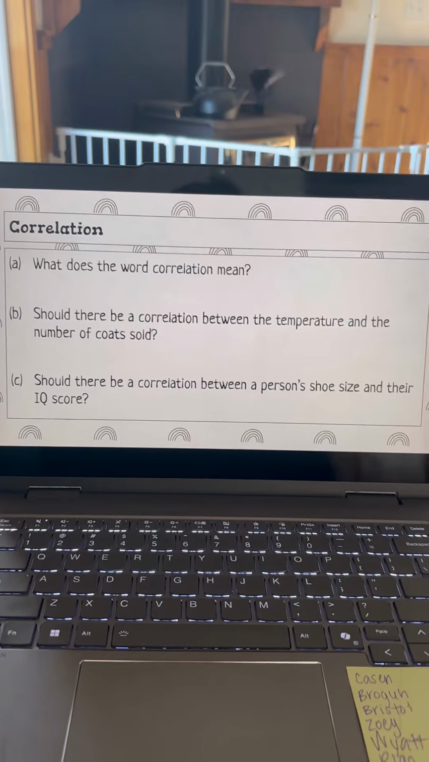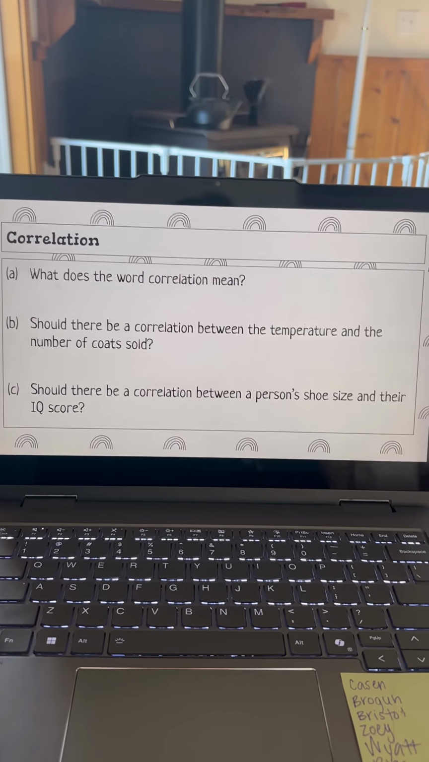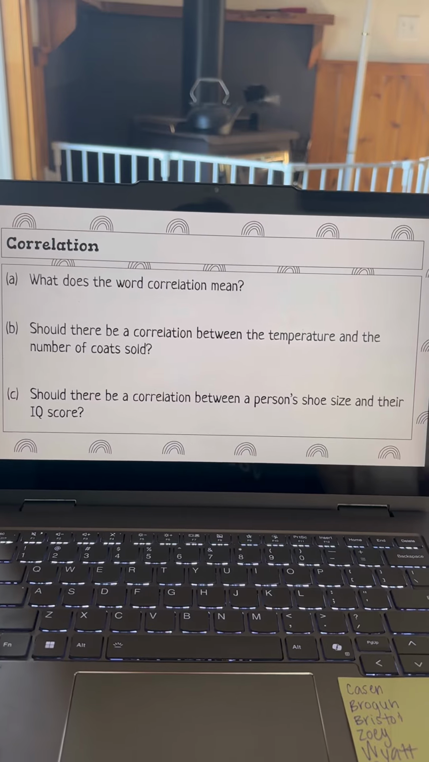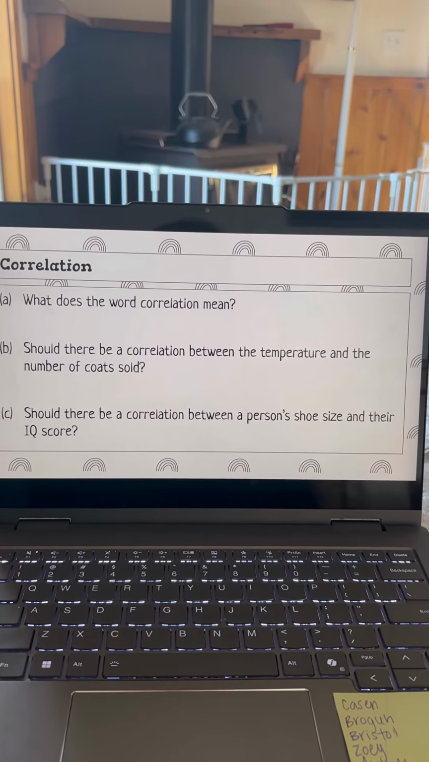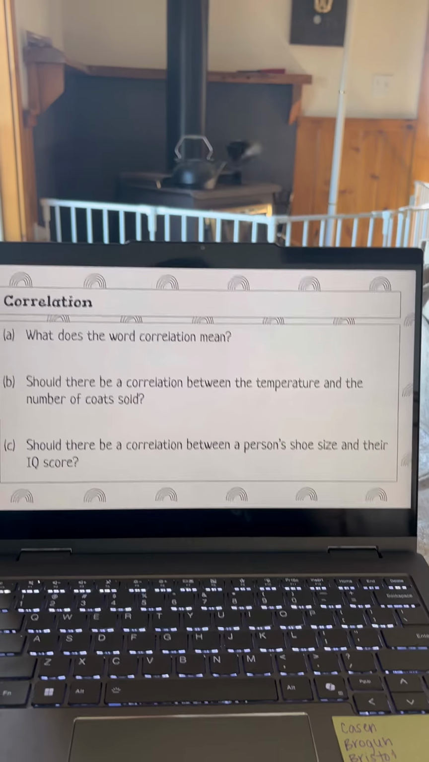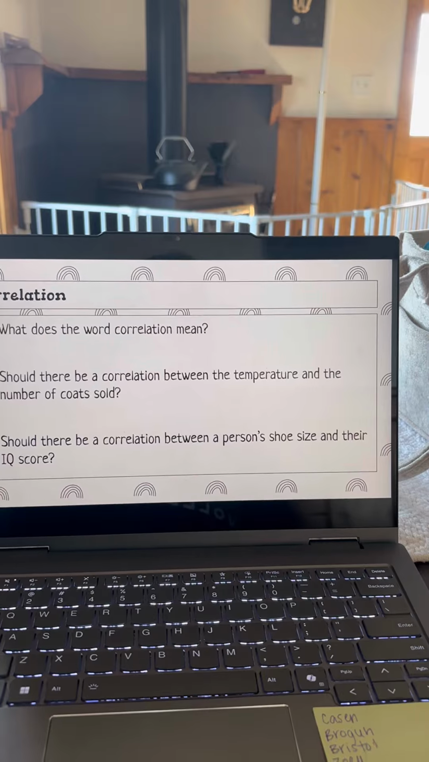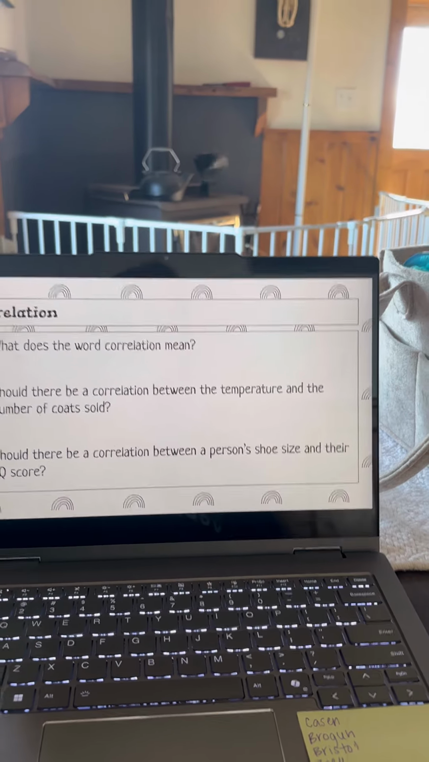What does the word correlation mean? The word correlation means how two things are related. So should there be a correlation between the temperature and the number of coats sold? Yes. In the wintertime, you're going to sell more coats because it's colder outside. People need them more. In the summertime, you're probably not going to sell as many coats. So that would be the correlation. The colder it is, the more coats you sell.